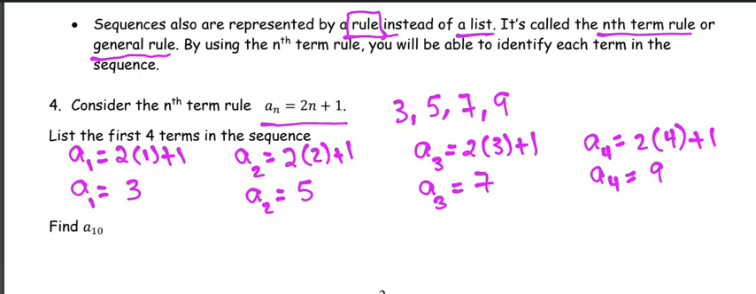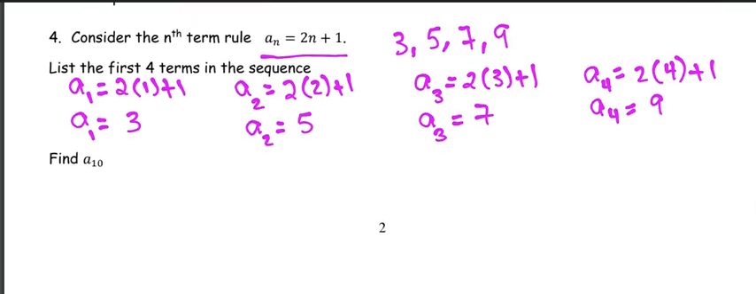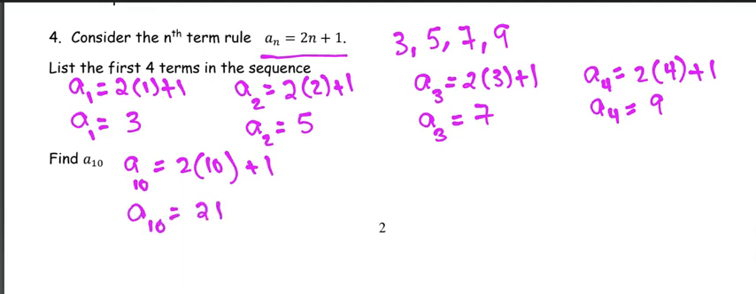Now, the second part of this question is asking us to find the 10th term. If I want to find that 10th term quickly, all I need to do is substitute n with 10 in the rule. And I'm going to end up with the 10th term is 2 times 10 plus 1, which is 21. Now you do number 5 and 6 by yourself.